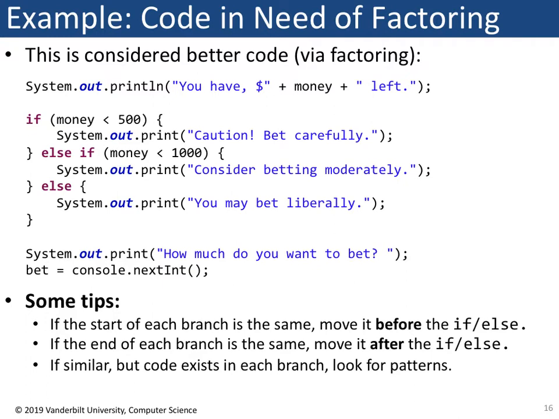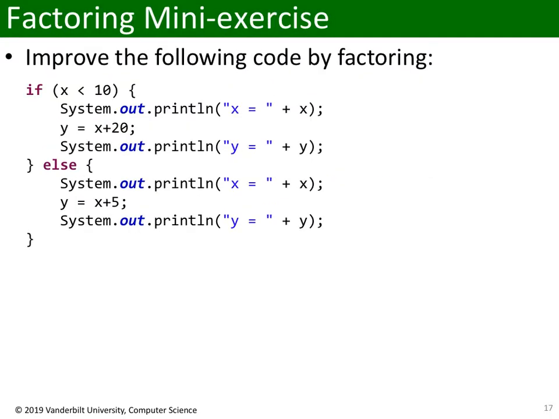If similar but different code exists in each branch, look for patterns. So that's sort of like the example from 2 slides back where we noticed that they were really just multiplying by 3. So you can look for patterns when similar code exists in each of the branches of the if statement. So here's a factoring mini exercise to practice your factoring skills.